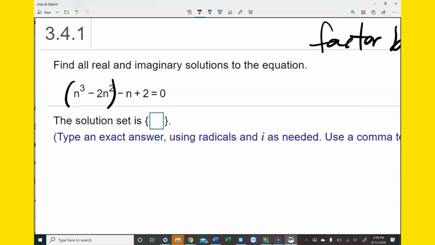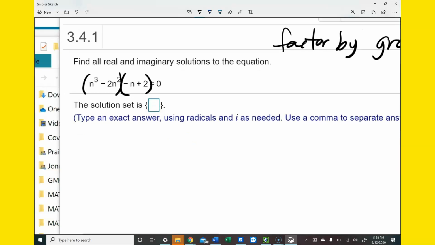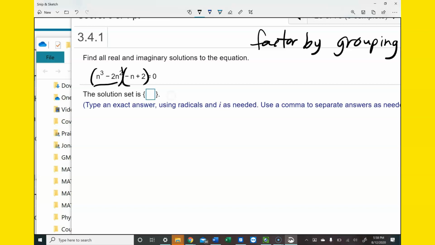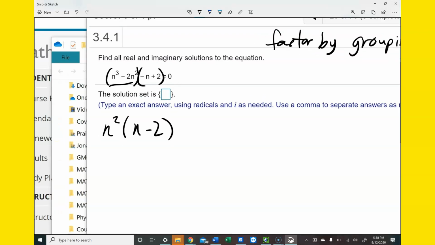You group those 4 terms into 2 groups. So we split the 4 terms up into 2 groups of 2, and we factor out the GCF from each group. So what's the GCF from this first group? It is n squared. I factor out an n squared, and that leaves me with n minus 2 for that group. Here, I don't have a GCF really.